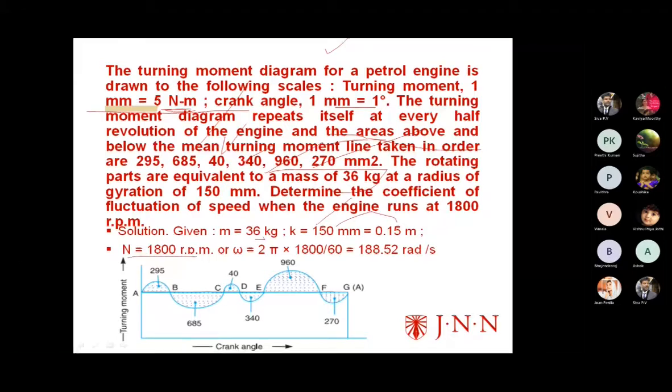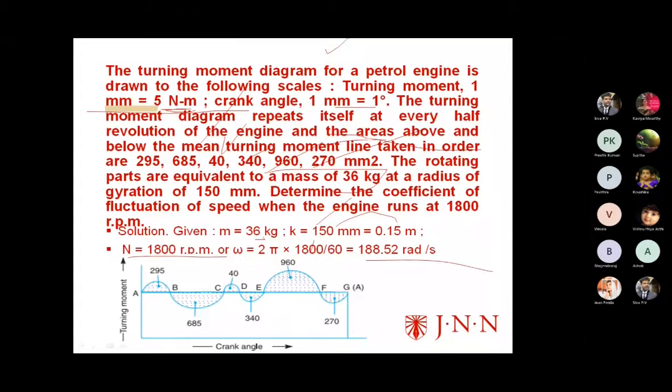N equal to 1800 rpm. Right? N is given, so from that we will find omega. Omega equal to 2 pi N divided by 60. 2 pi into 1800 divided by 60 equal to 188.52 radian per second. This is the omega value. So see the diagram carefully.